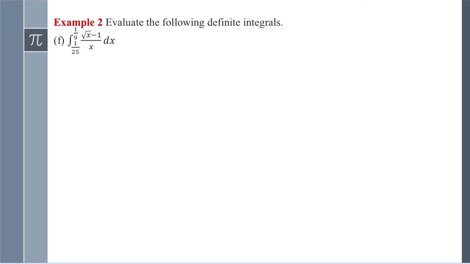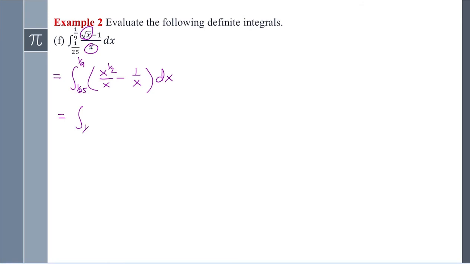Here again, we are going to split this fraction before we find the antiderivative. So let's go ahead and do that. Integral from 1/25 to 1/9. If we split this fraction, we get x to the 1/2 divided by x. Square root of x means x to the 1/2, divided by this x, minus 1 over x dx. Okay, now let's go ahead and simplify this.